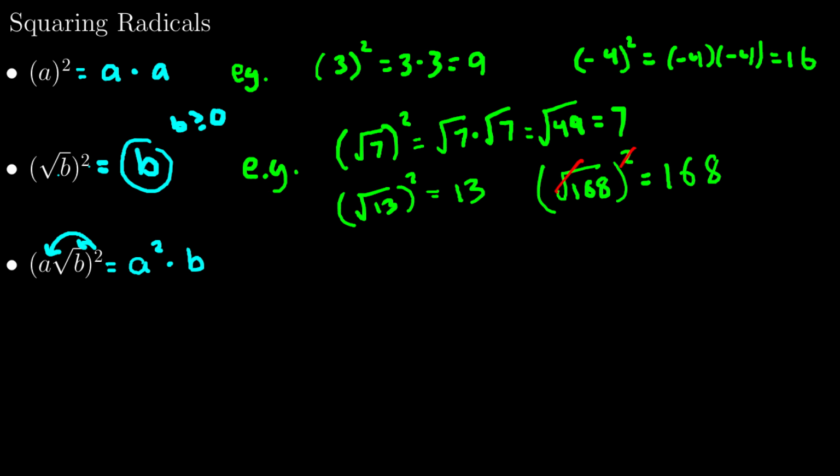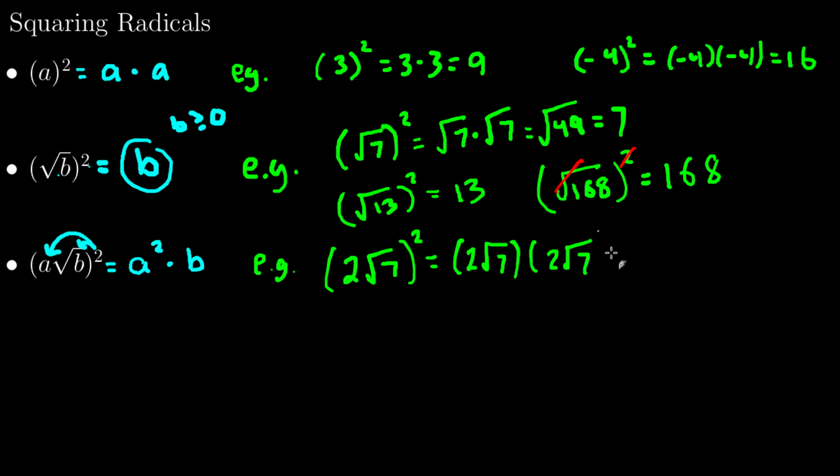Let me stick to the color scheme here. So if I had 2 root 7 squared, I'll work it all the way out like I worked this one all the way out, but then we'll show some of the shortcuts. So this is going to be 2 root 7 multiplied by 2 root 7. The 2 times the 2 will give me the 4. The root 7 times the root 7 will give me root 49. But notice 49 is a perfect square, so the square root of 49 is just 7.